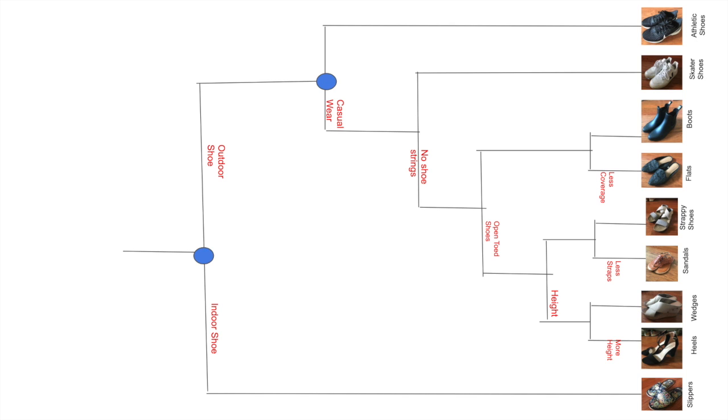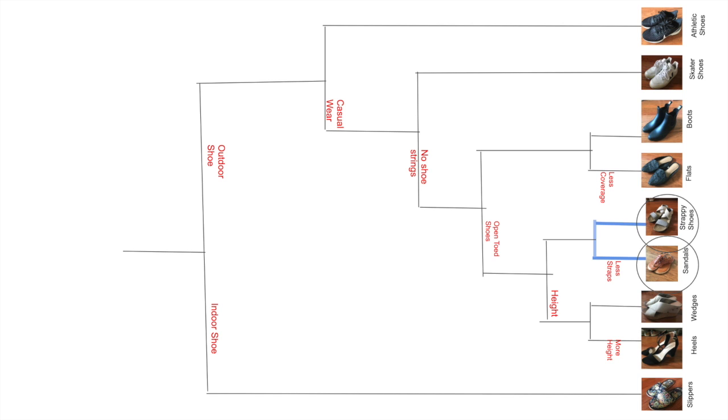At certain points in time, there was either the loss or gain of a characteristic that distinguished one group of organisms over the other. For example, the loss of shoelaces distinguished the entire group of shoes from skater shoes and athletic shoes. And within that category, the addition of height separates wedges and heels from the rest of the shoes. The point at which a branch occurs is called an internal node, which distinguishes the existence of a most recent common ancestor.